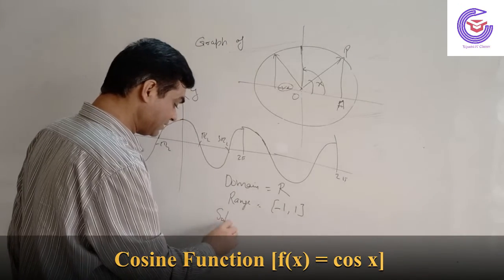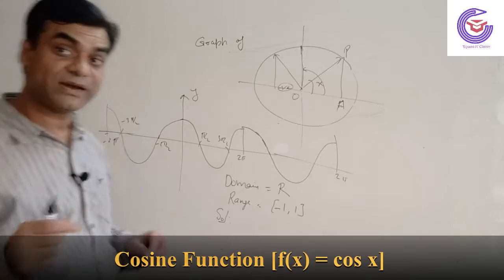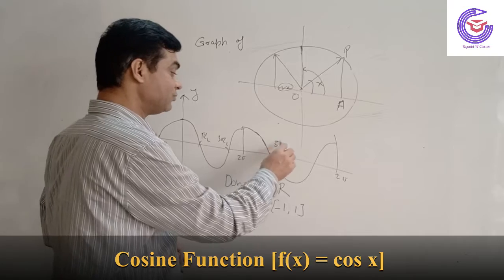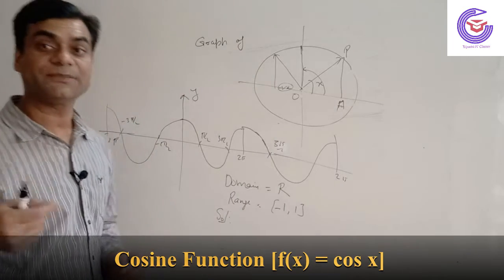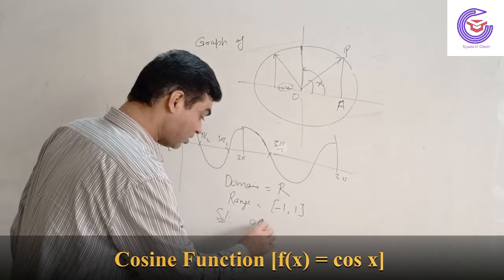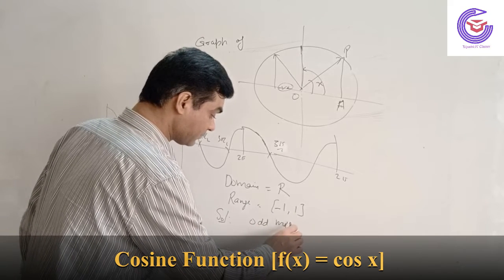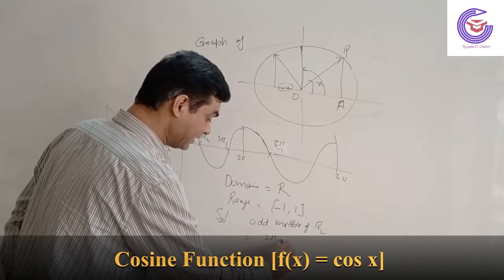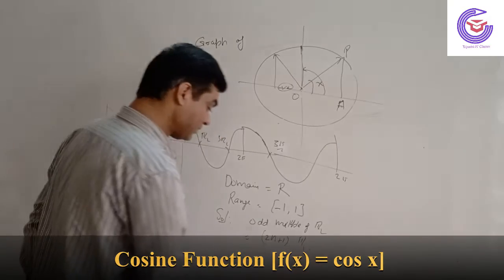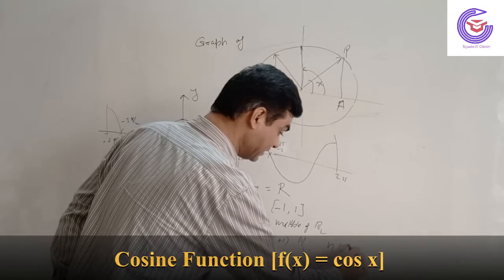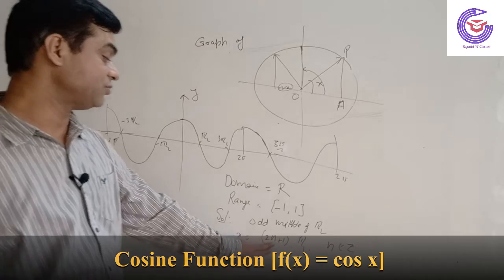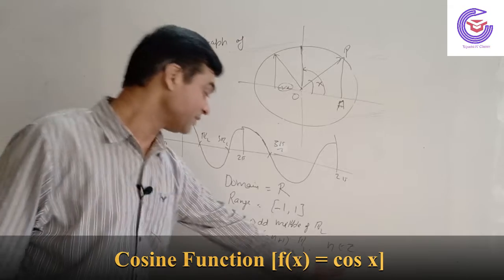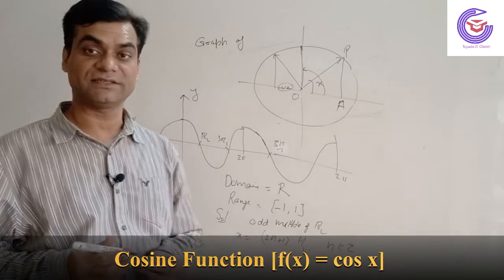What is the solution set? What is the value of x when y becomes 0? In that case, you see here pi by 2, 3 pi by 2, then 5 pi by 2. So it is an odd multiple of pi by 2. That is nothing but (2n plus 1) pi by 2. This is your solution set, and n is an integer. If you put n equal to 0, the value comes at pi by 2. If you put n equal to 1, it will come as 3 pi by 2. So this is the solution of cos x.